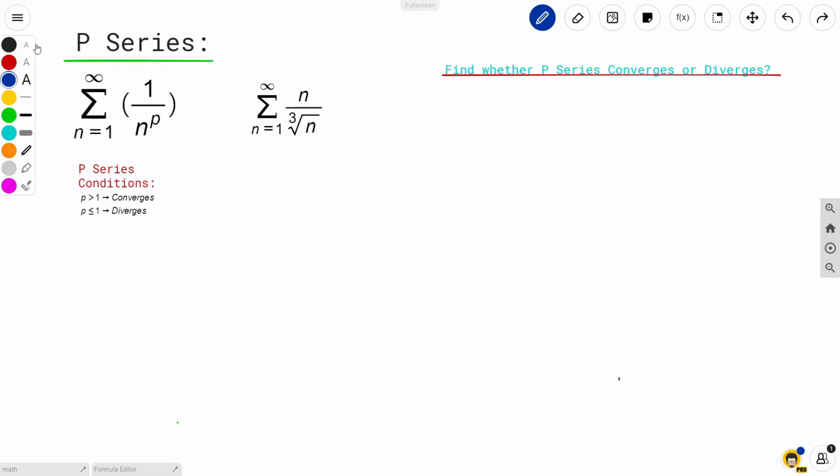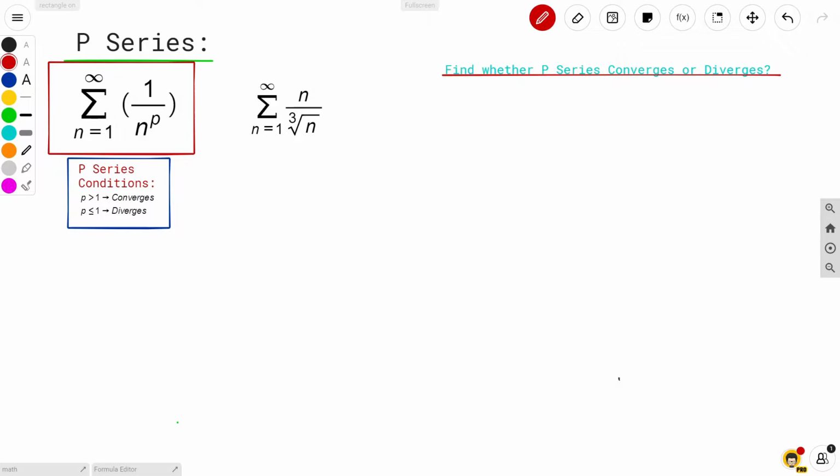Guys, in this video we're going to talk about how to find out whether a p-series converges or diverges. The p-series conditions are stated right here. If p is greater than 1, it converges. If p is less than or equal to 1, it diverges. And the formula we're going to use is right here: the series of n starting at 1 approaching infinity of 1 divided by n raised to the p.